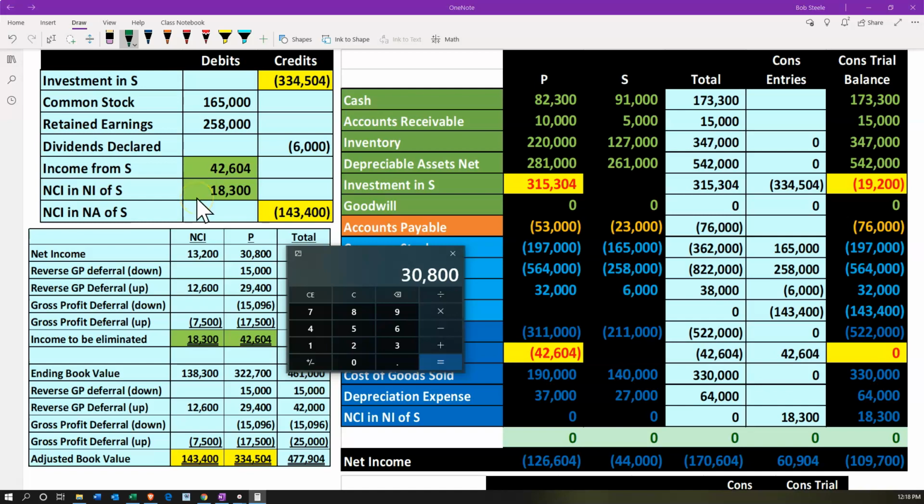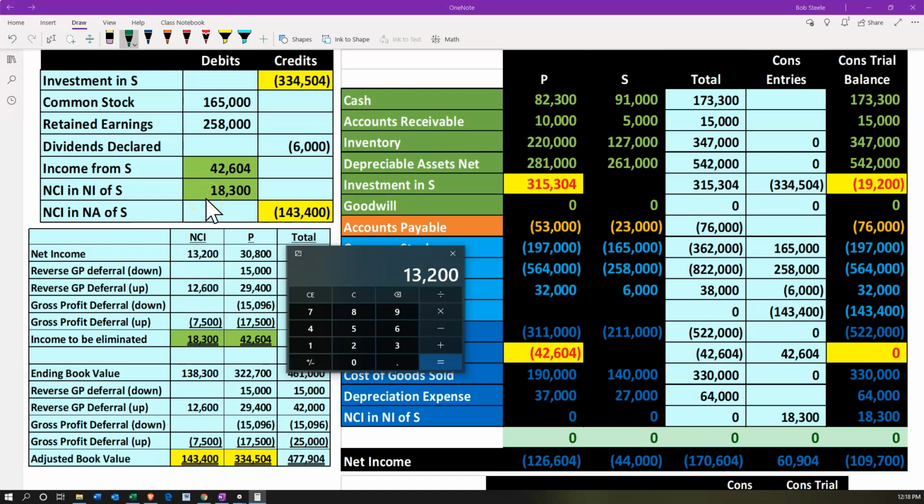And then this non-controlling interest in the net income normally would be the 44,000 net income down here times the 30%, the 13,200, which is on our worksheet here. But now we adjusted it to be that 18,300. So now we adjusted that to be the 18,300 we're going to put there.